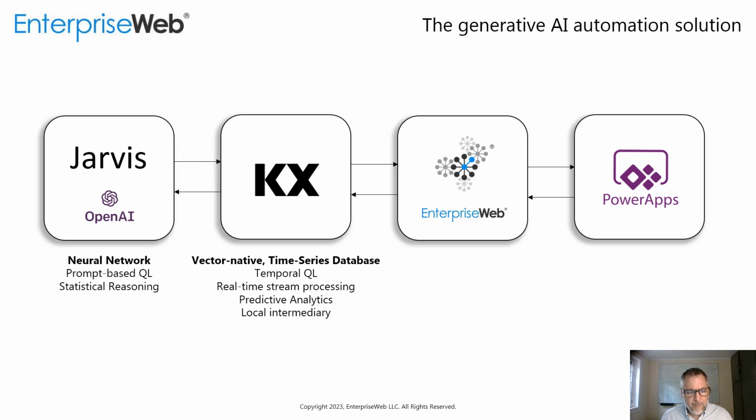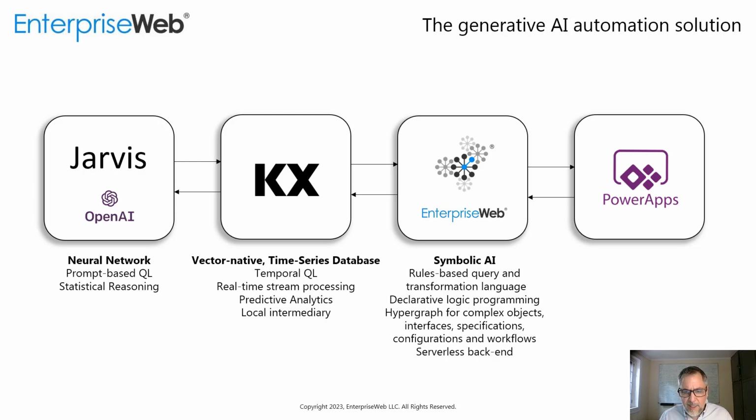It's supporting real-time stream processing, predictive analytics, and again, it acts as a sort of local intermediary, which is an important role because you don't really want unstructured, unlabeled, unsupervised responses from Jarvis to flow directly into your automation systems, because your automation systems have to be concerned with safety of processes, business compliance, IT governance, as well as physical safety when they're working in IoT or industrial settings, et cetera. So yeah, you want an arm's length separation there.